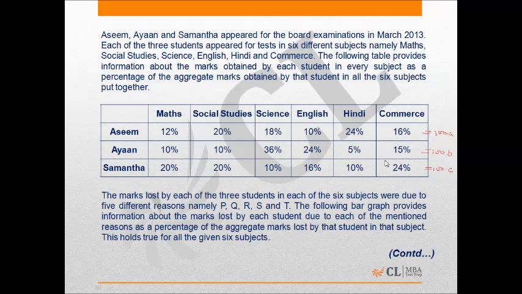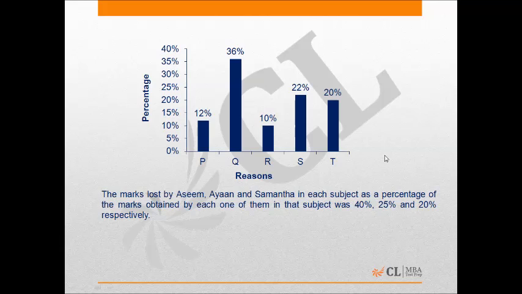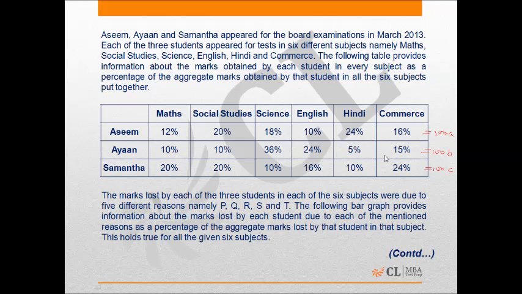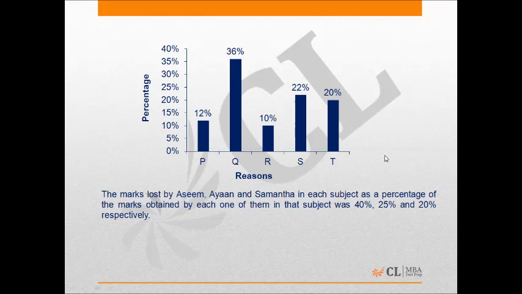This is again very important. One has to understand that carefully. Let's look at the graph first. The graph says that the marks lost due to reason P is 12%, due to reason Q is 36%, R is 10%, S is 22% and T is 20%. Let's take an example: marks lost by reason T is 20%. Also, it is mentioned that the marks lost by Asim, Ayan and Samantha in each subject as a percentage of the marks obtained by each one of them in that subject was 40%, 25% and 20% respectively.